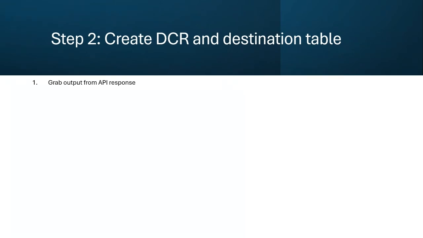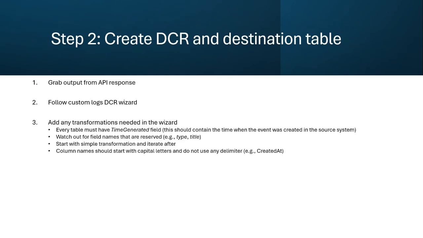So how do I do this? First of all, to me, the easiest way is just to grab the output from the API response. The part that I need, in my case, the array and its entries. Then you follow the custom logs DCR wizard, the data collection rule wizard that we have in the Log Analytics experience. I will show you a demo of this, no worries.